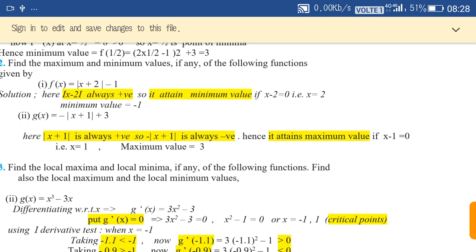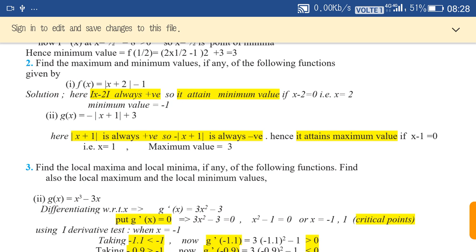And it will be possible when x plus 1 is 0. Here again mistake is there, x plus 1 is 0. So x is equal to minus 1, and we put here x is equal to minus 1, so we get 3 minus 0, we get the maximum value is 3. Here some mistakes are in sign, so you will correct it. X plus 1 is 0, so x is equal to minus 1, and in previous part x plus 2 is equal to 0, so x is equal to minus 2.